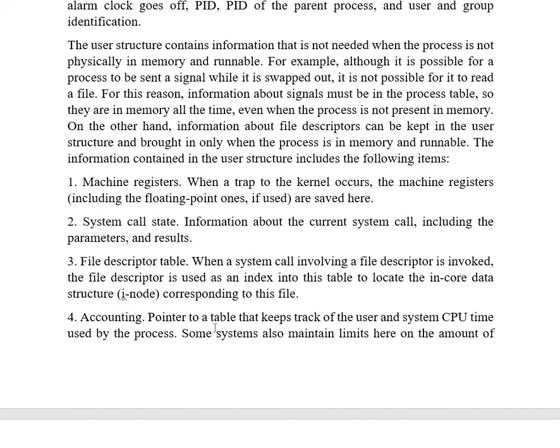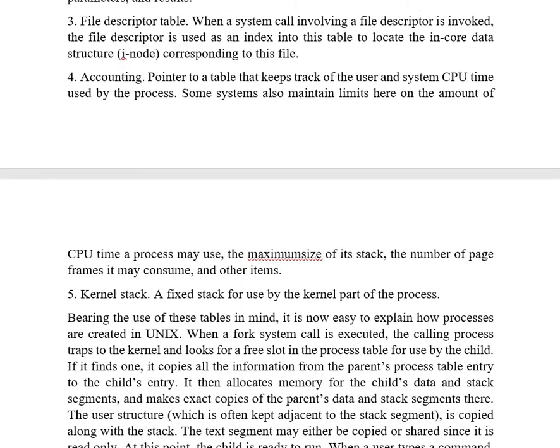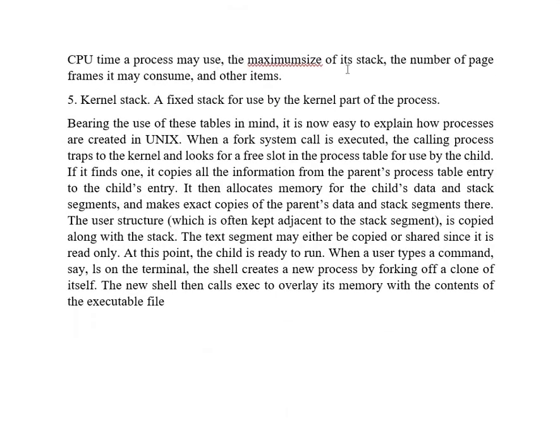Accounting: pointer to a table that keeps track of user and CPU time used by the process. Some systems also maintain limits here on the amount of CPU time a process may use, the maximum size of its stack, the number of page frames it may consume, and other items. Kernel stack: a fixed stack for use by the kernel part of the process.